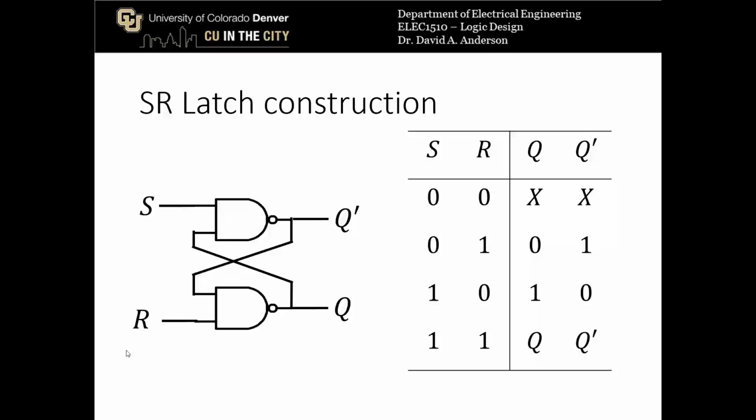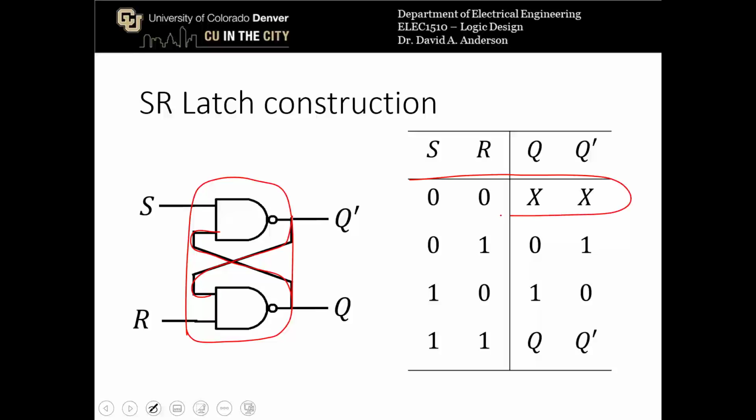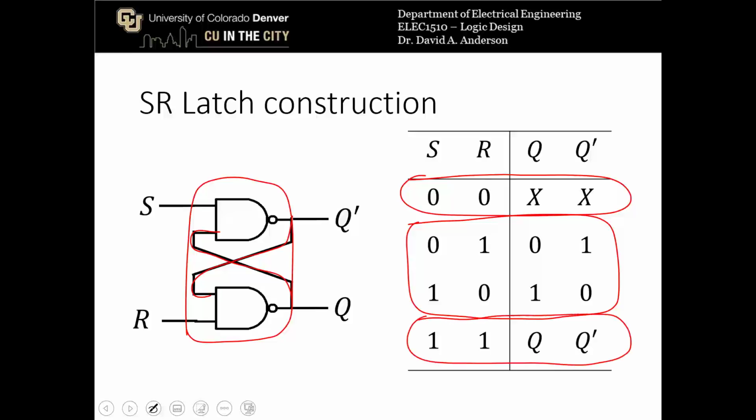An alternate construction of an SR latch is shown here. This one uses NAND gates rather than NOR gates, but has the same feedback paths. The difference here is that when set and reset are both held at 0, we produce an unstable state. Set and reset being at 0 and 1 and 1 and 0 produce the same outputs. But now when set and reset are both at 1, we get no change at the output. So that's the only difference in the construction that uses NAND gates as opposed to the construction that uses NOR gates.